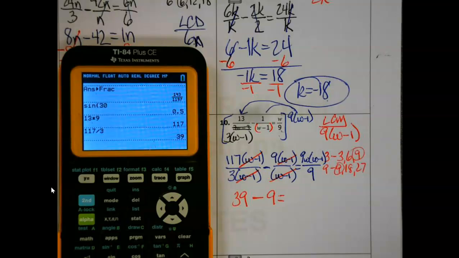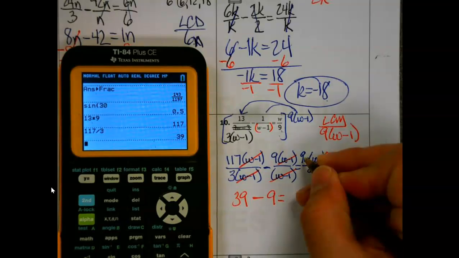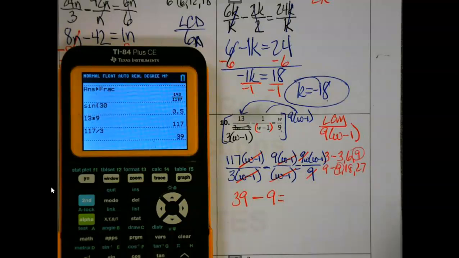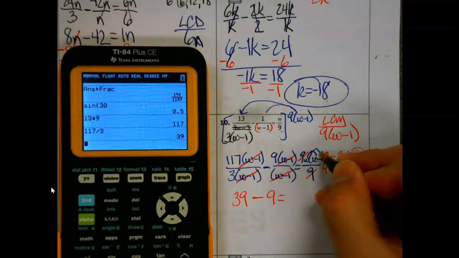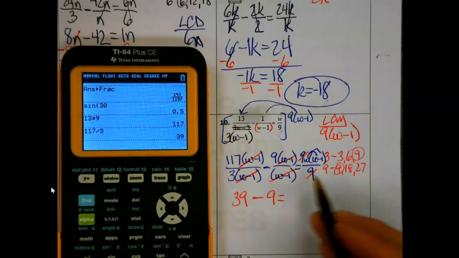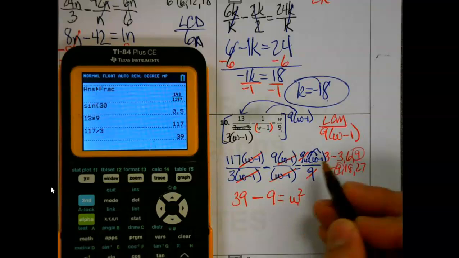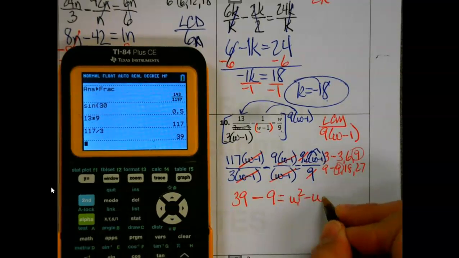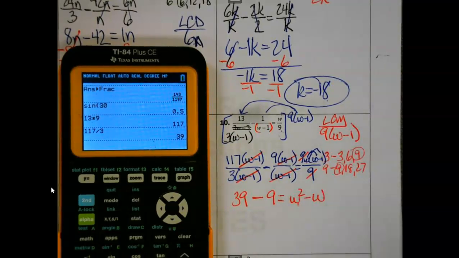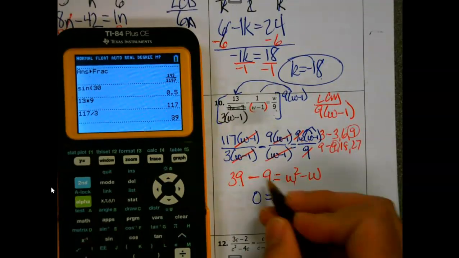And then over here on the right, the 9s cancel, and that W is still there, so I'm going to distribute the W. So W times W is W squared. Minus W. So the fractions are gone. That's nice. I'm not thrilled that I see W squared because I know what's coming now. So what's 39 minus 9? 30. So we're going to subtract that over.